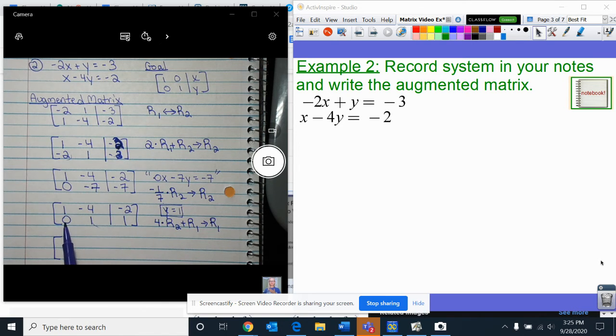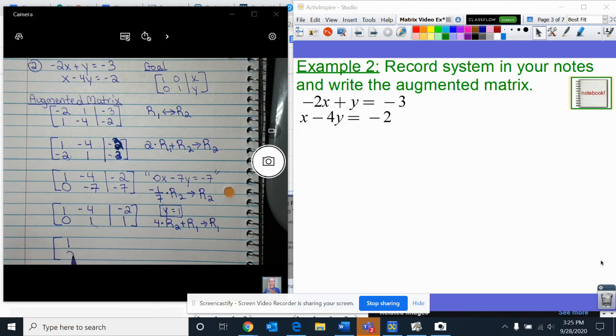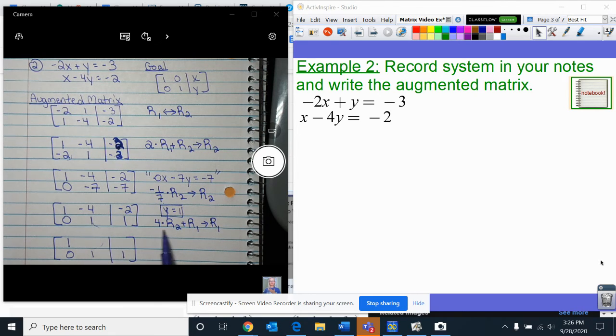Four times 0 is 0, and 0 plus 1 is 1. So notice the 1 is here. Now we'll put a 0 here, but let's make sure with our calculation. 4 times 1, the second row, which is 4, plus negative 4, there's our 0. Then 4 times 1 is 4, plus negative 2 is 2.